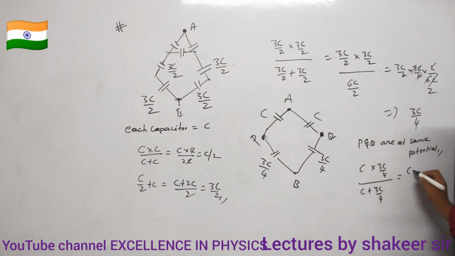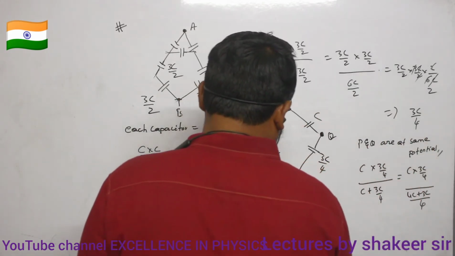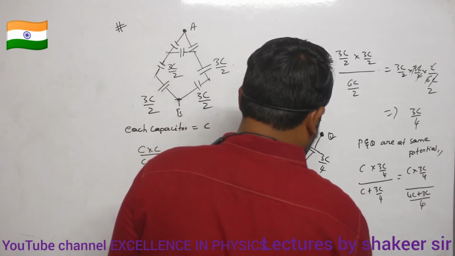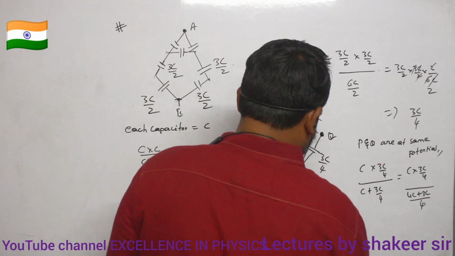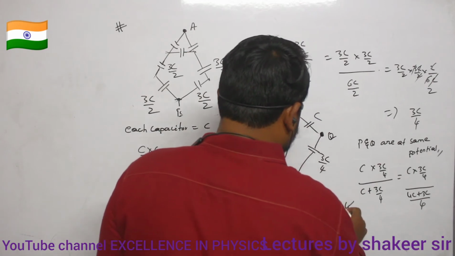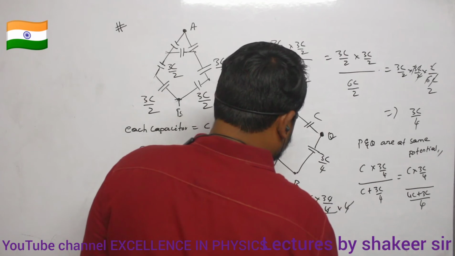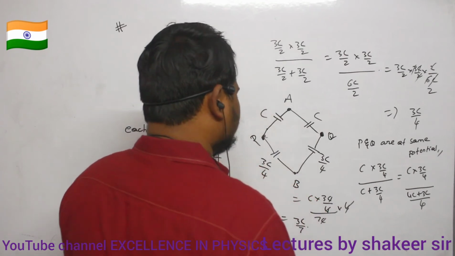That's all now. So C into 3C divided by 4 divided by, if I take LCM, then 4C plus 3C divided by 4. Okay? So if I calculate the equivalent of this one, so 3 into 3C divided by 4 divided by 7C multiplied by 4. So 4 and 4 get cancelled, C and C get cancelled. So how much is it? 3C divided by 7. Okay?